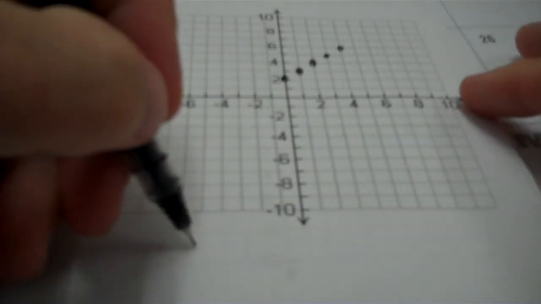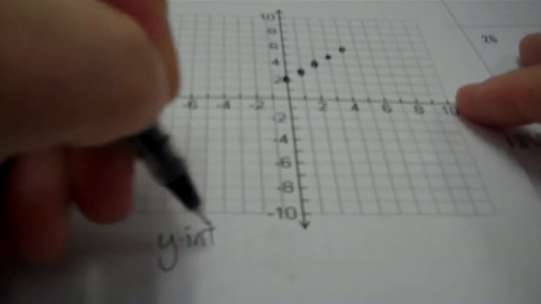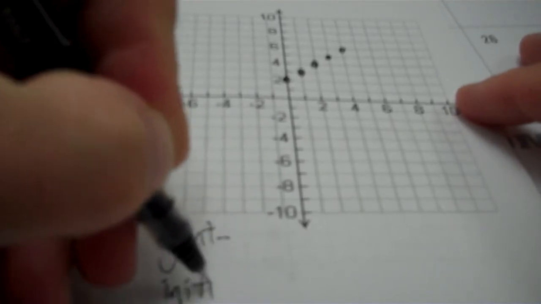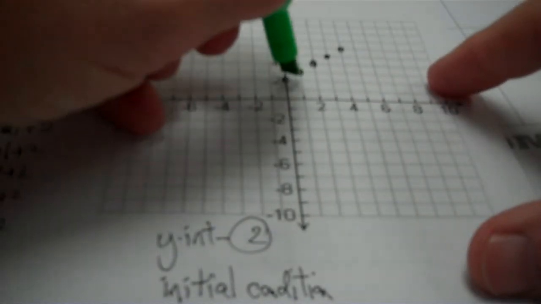A few things. We can identify a y-intercept from this. Another word for y-intercept is our initial condition. Those are all important concepts in this class. The y-intercept, or the initial condition, in this case is 2, because it crosses the y at 2.